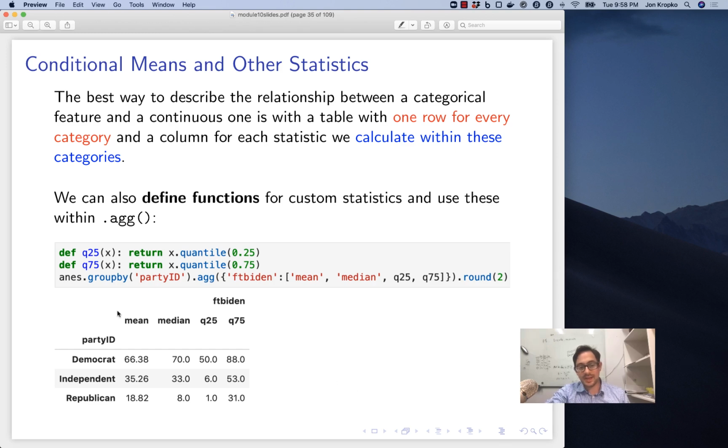So we can use the same exact functionality, group by and agg, for any kind of comparison of a categorical feature with a continuous feature, and many different statistics that we can populate the table with.